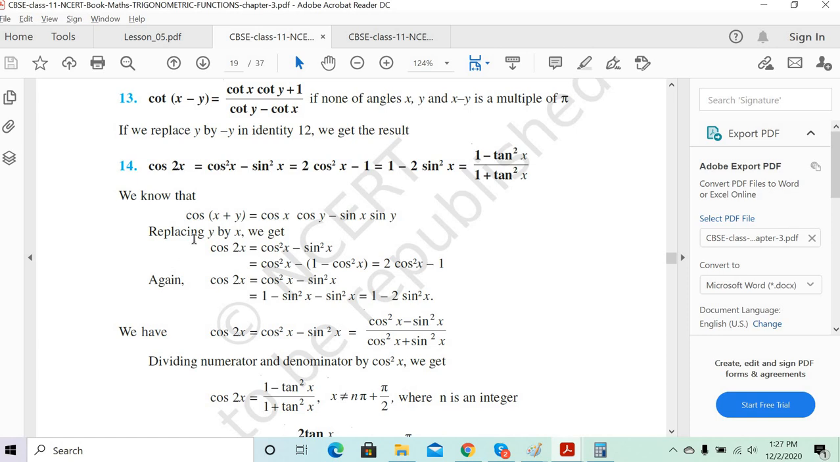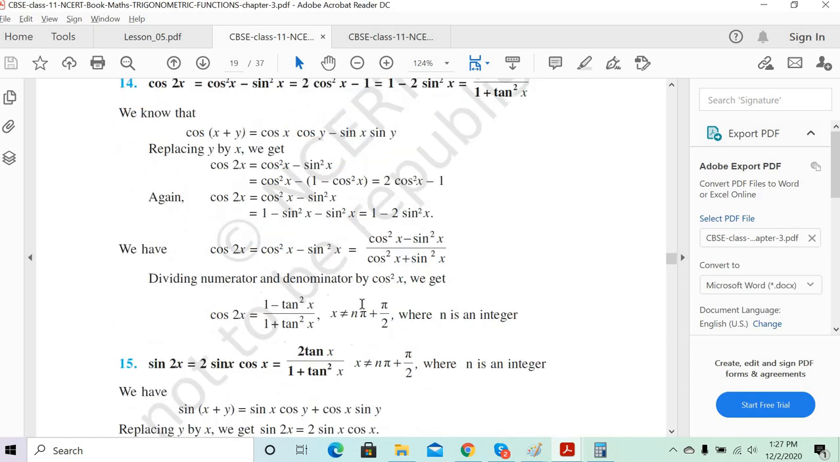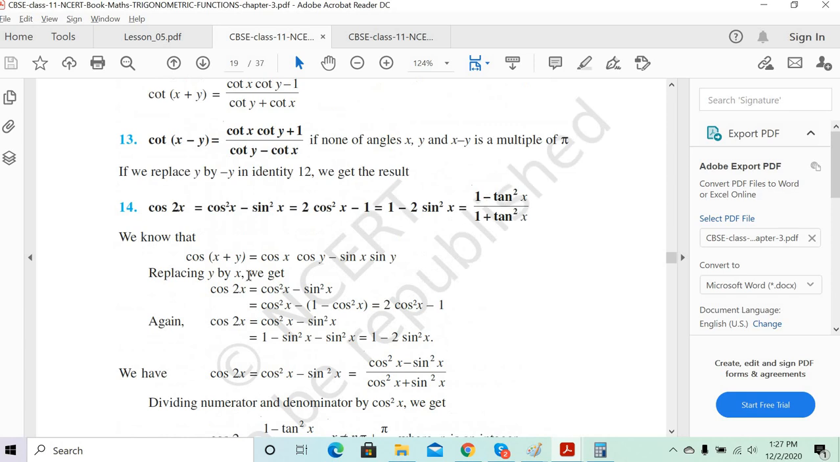So we'll derive the formula for cos 2 theta and sin 2 theta. I'm getting cos 2x is equal to cos square x minus sin square x. Excellent. So can I write minus sin square x as cos square x minus 1? Yeah, of course you can write.